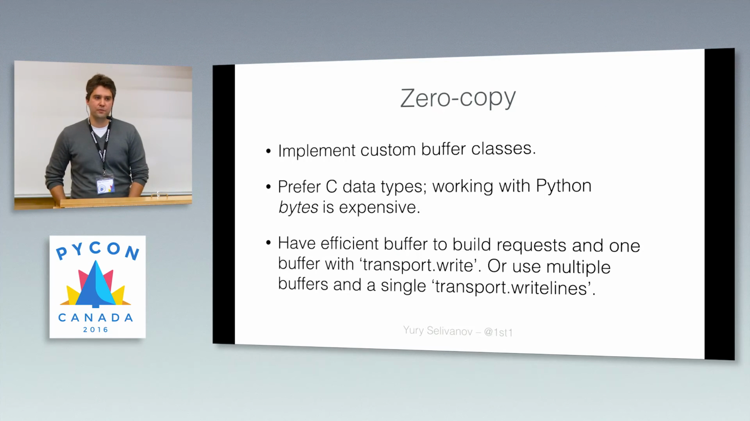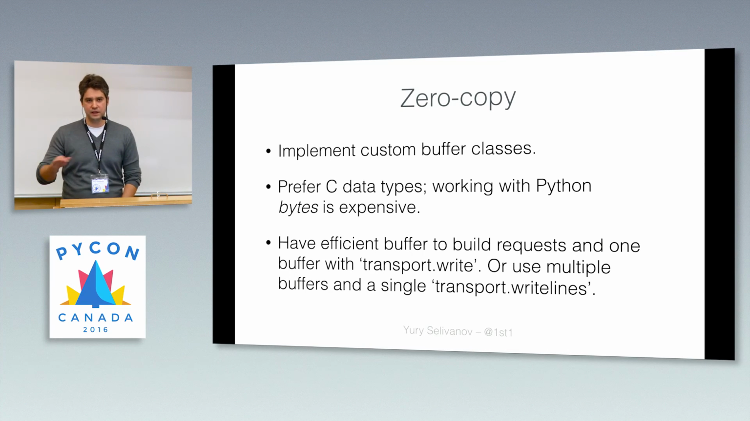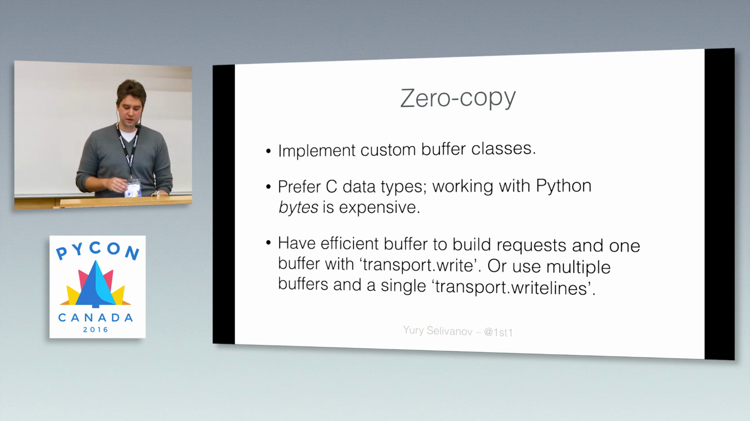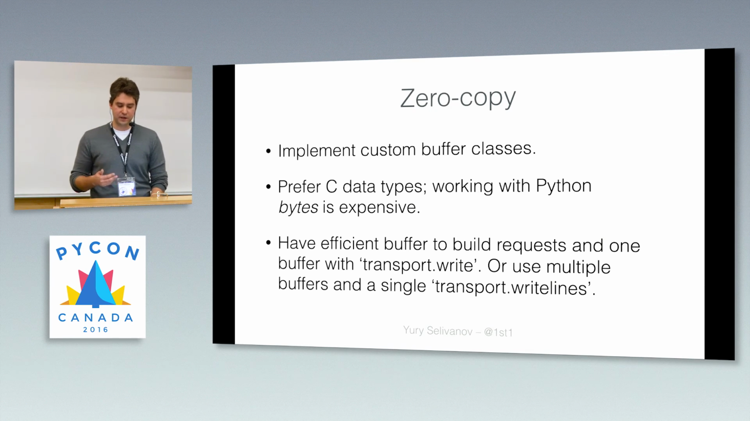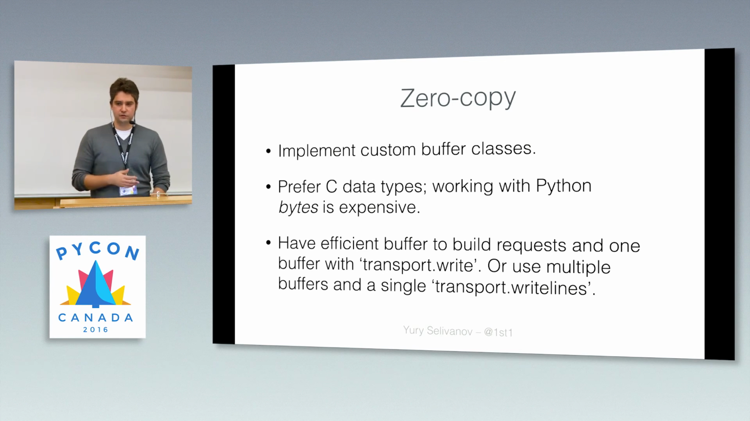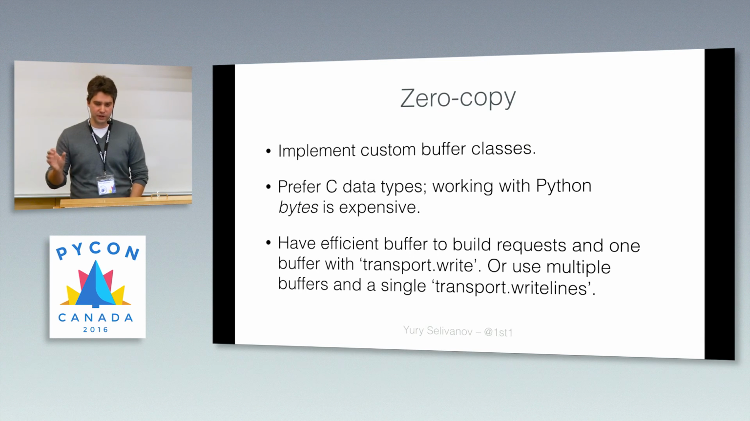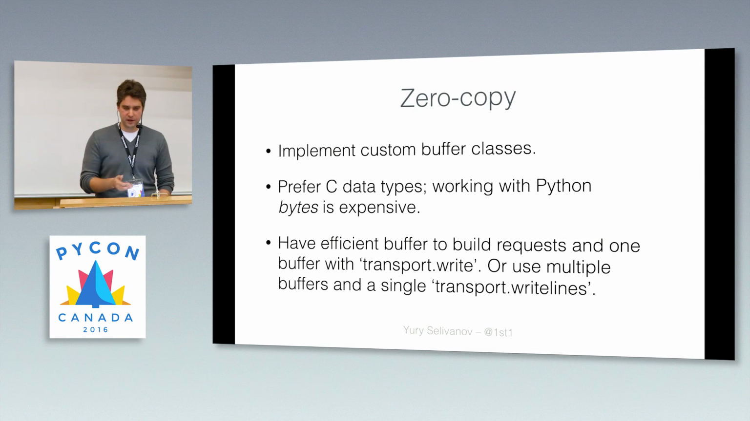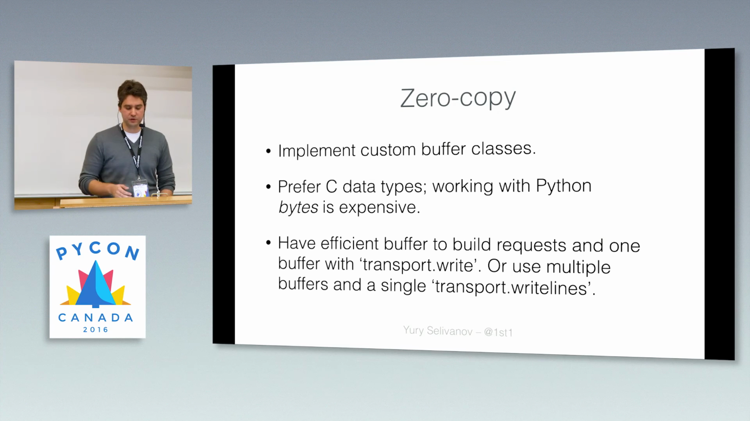Try to do zero copy. If you go down to the C data types in Cython, you can actually try to avoid memory allocations. For instance, if you are building a response object, what you can do is over-allocate your buffer, and then you have just one memory allocation. You can write your stuff and then dump your data with a single transport.write.